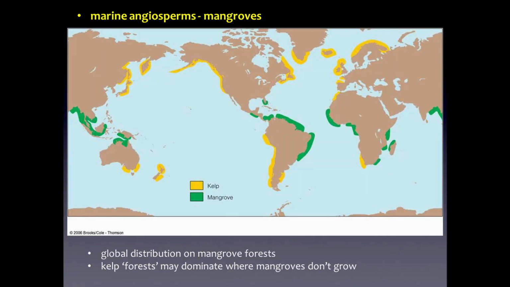This map shows the global distribution of mangrove forests. That's within the green, once again concentrated around these tropical to subtropical areas, as well as the distribution of kelp forests, in case you're wondering where kelp forests were. So these tend to dominate where mangroves don't grow.